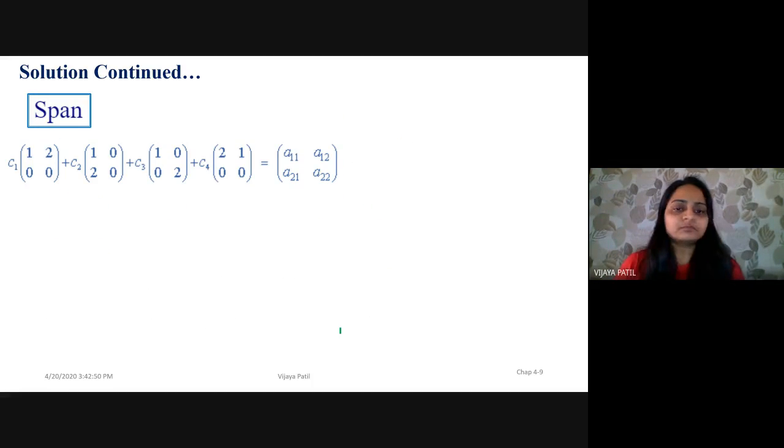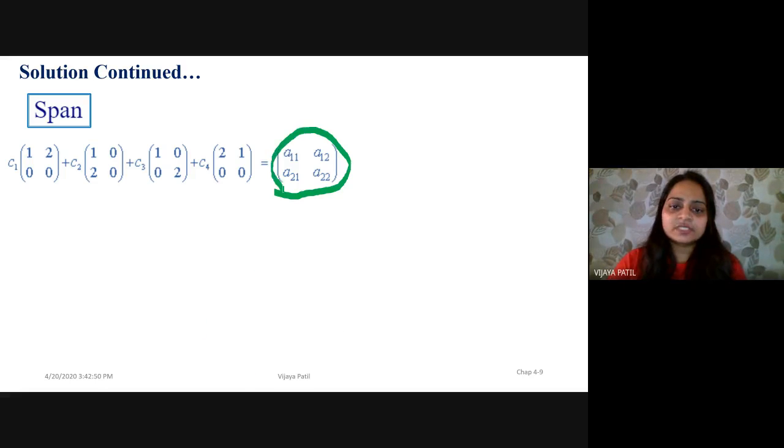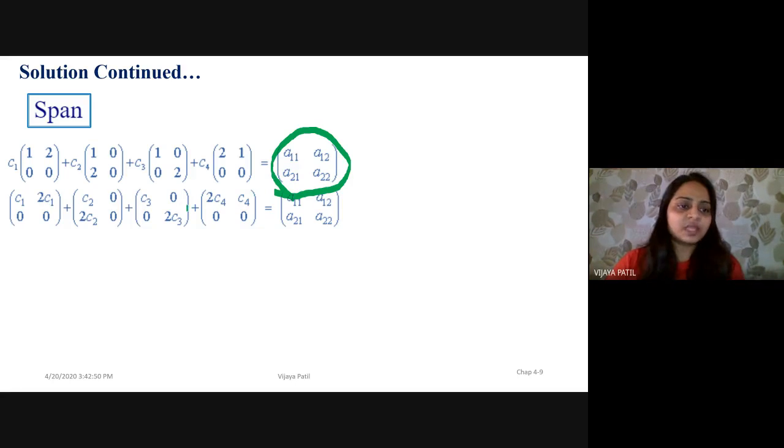Next is span. Again the same procedure, but where is the difference? If you observe here, the difference is here. Whereas in the previous case we had 0, whenever we are checking for a span, even in the previous example, we took X, Y, and Z. Now also we are not taking 0, 0, 0, 0. We are taking some non-zero numbers. After forming it, again the same way, the LHS will remain the same, and the RHS is A11 and so on. Then we'll form the equations here.